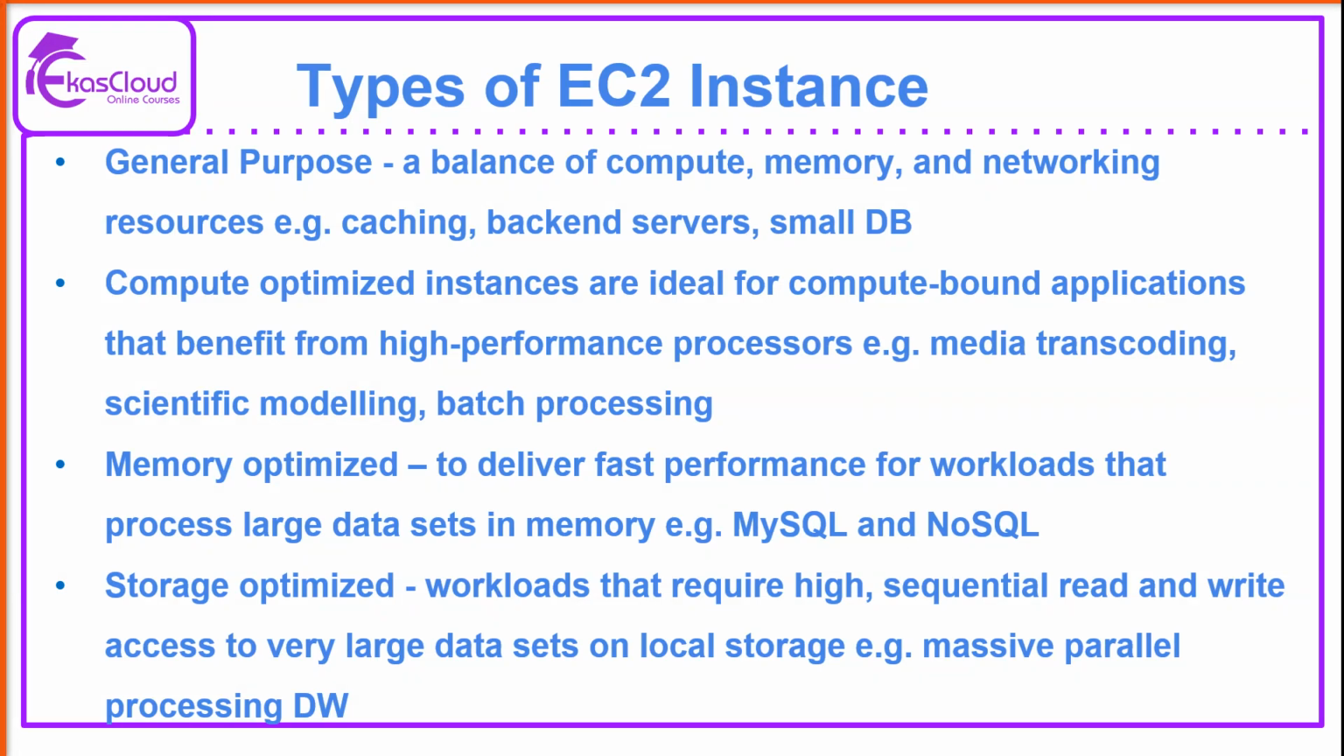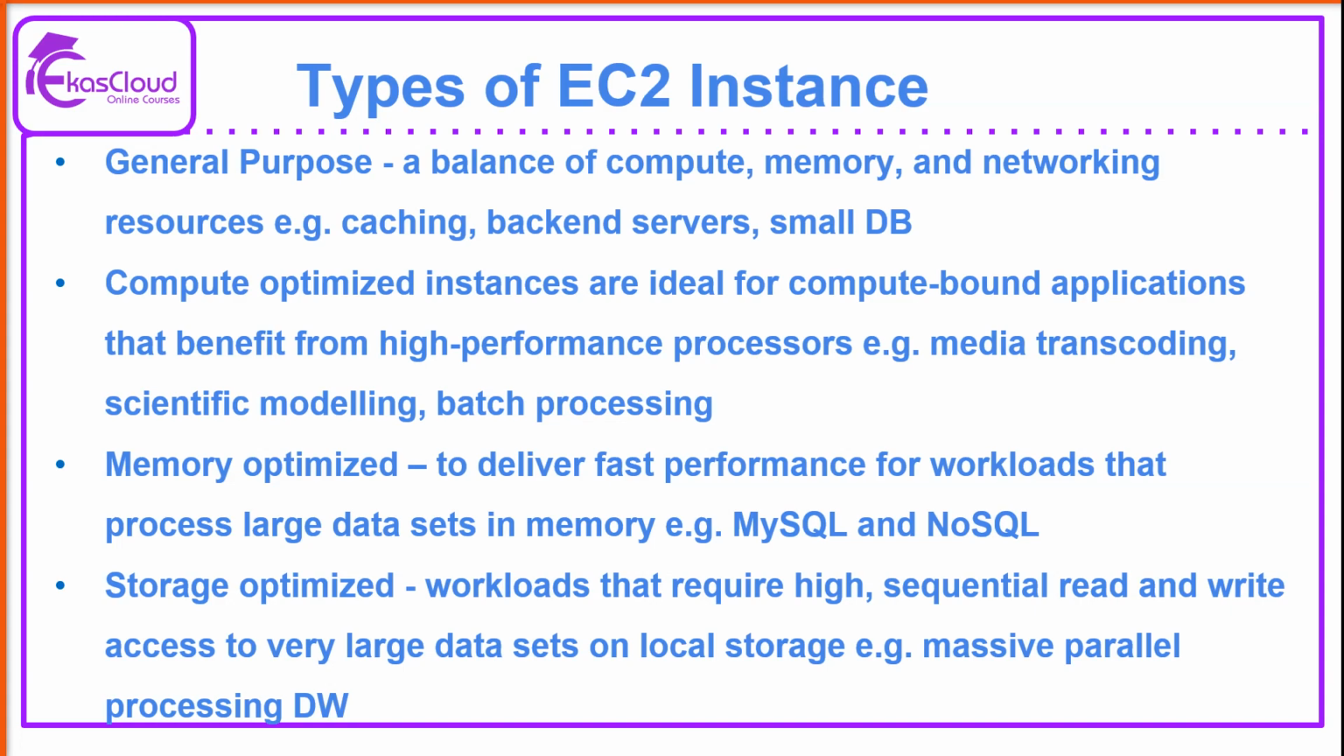The common types of EC2 instance we have include the general purpose EC2 instance, which is a balance of compute, memory, and networking resources, and this includes the ones you will require for caching, for backend servers, and if you have small database work to be done, you can use this kind of instance for that work. Also, you have the compute optimized instance, which is highly recommended for high performance processors. So if you have media transcoding work to be done, or batch processing work to be done, this is a type of instance that would be ideal for that.